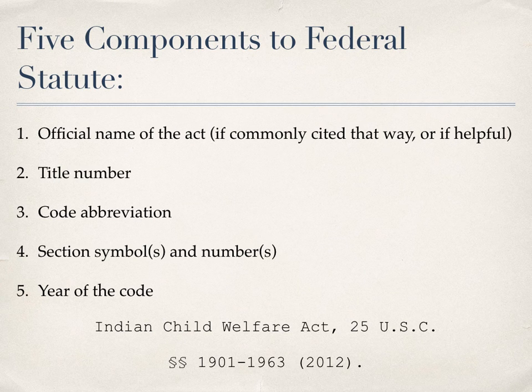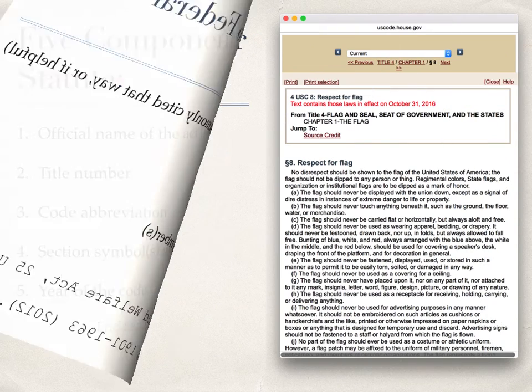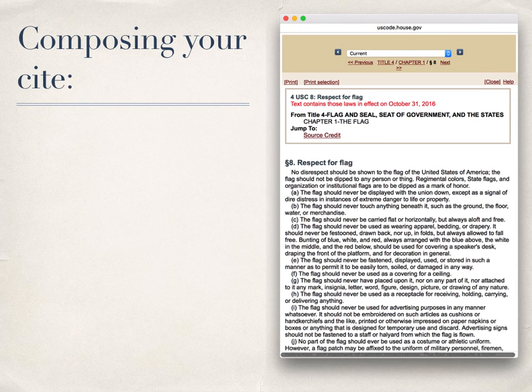So let's break this down a little bit further. How would you compose your cite? On the right of the screen, you see the U.S. Code as it appears on the federal government's U.S. Code website, sponsored by the House of Representatives. Now, back in the day, you might have looked at your code in print, in the United States Code, because that's the official code. But more likely than not, now, you're more likely to be looking at your statute online.